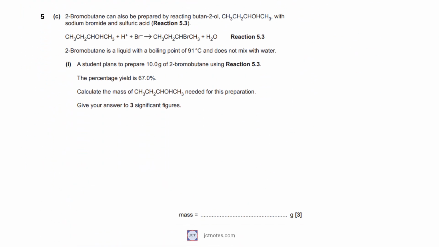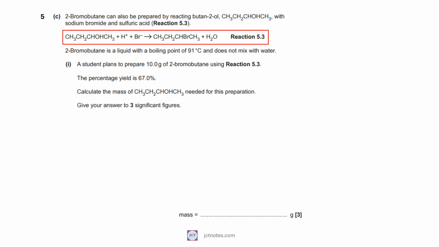In section C of question 5, we have the preparation of 2-bromobutane by reacting butan-2-ol with sodium bromide and sulfuric acid. The reaction is given. 2-bromobutane is a liquid with a boiling point of 91 degrees centigrade and does not mix with water, information that we will use in the second question.